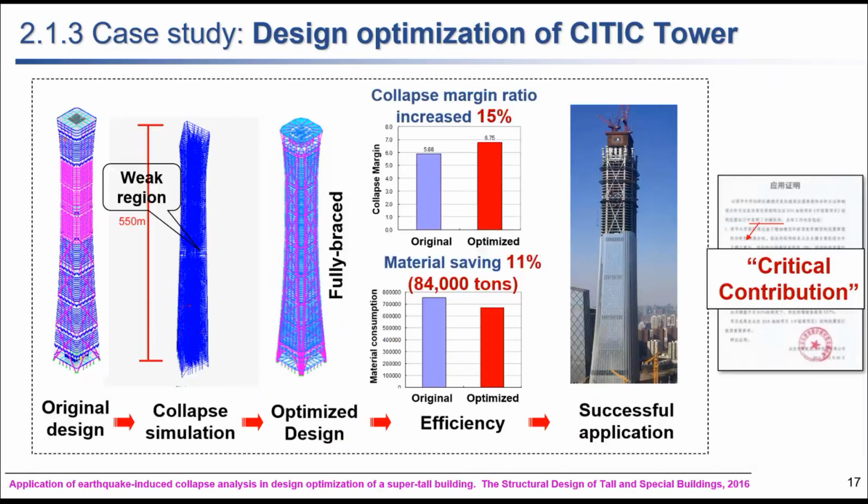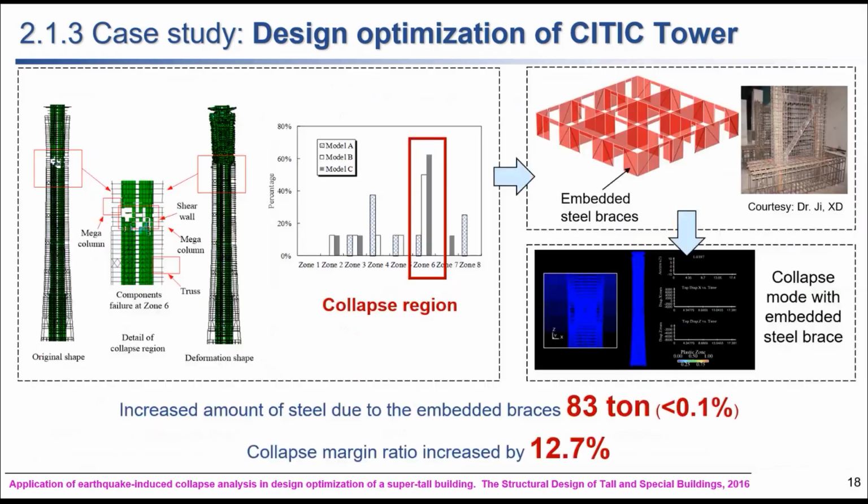So then we optimized the structural design. You can see that finally we have the mega braces from bottom to top. With this full brace scheme, we can not only increase the collapse margin ratio of the building by about 15%, but also save the material by about 11%. So you can see that this can improve the structural performance quite well, and the design agency liked the optimization very well.